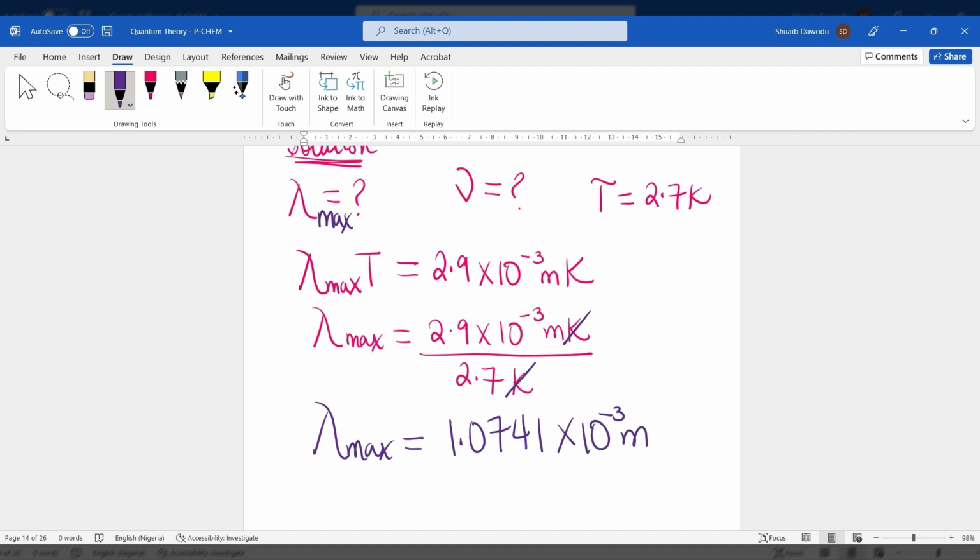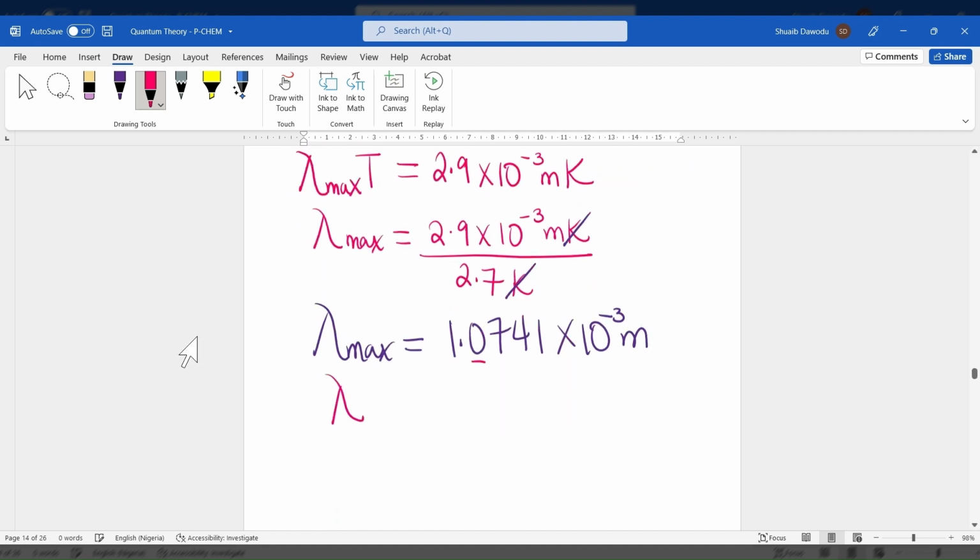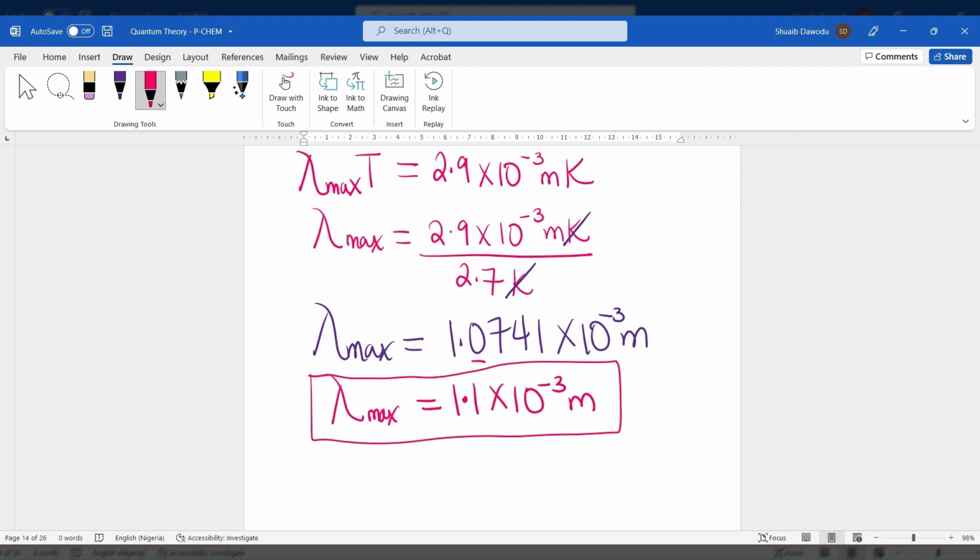So that is it. But we are also chemists and we cannot leave our answer in the wrong number of sig figs. We have to put in the proper number of significant figures, and the proper number of significant figures is 2. So I'm going to round this to 2 sig figs. We end up with the wavelength at the maximum being 1.1 times 10 raised to the power of negative 3 meters. That's the answer to this part of the question.